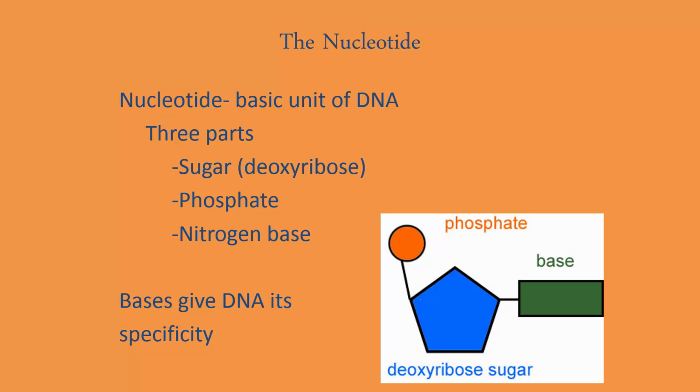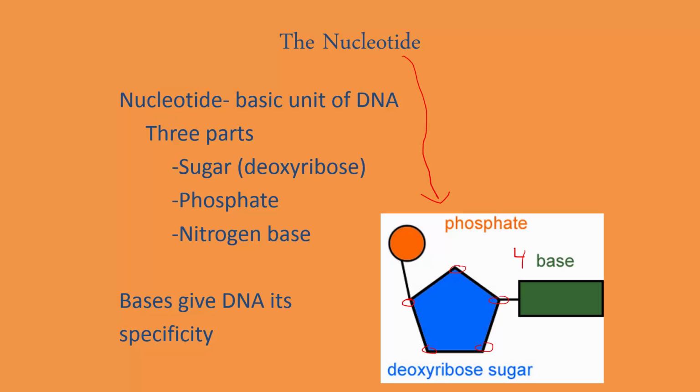The sugar, which is a 5-carbon sugar, 1, 2, 3, 4, and 5. And this specific sugar is deoxyribose. Deoxyribose sugar. Please make sure you know how to pronounce that. It also has a phosphate group, and that is represented by this orange circle, and a nitrogen base. Now, these bases are what give our DNA molecule, or our nucleotide, its identity. This is a picture of a nucleotide.